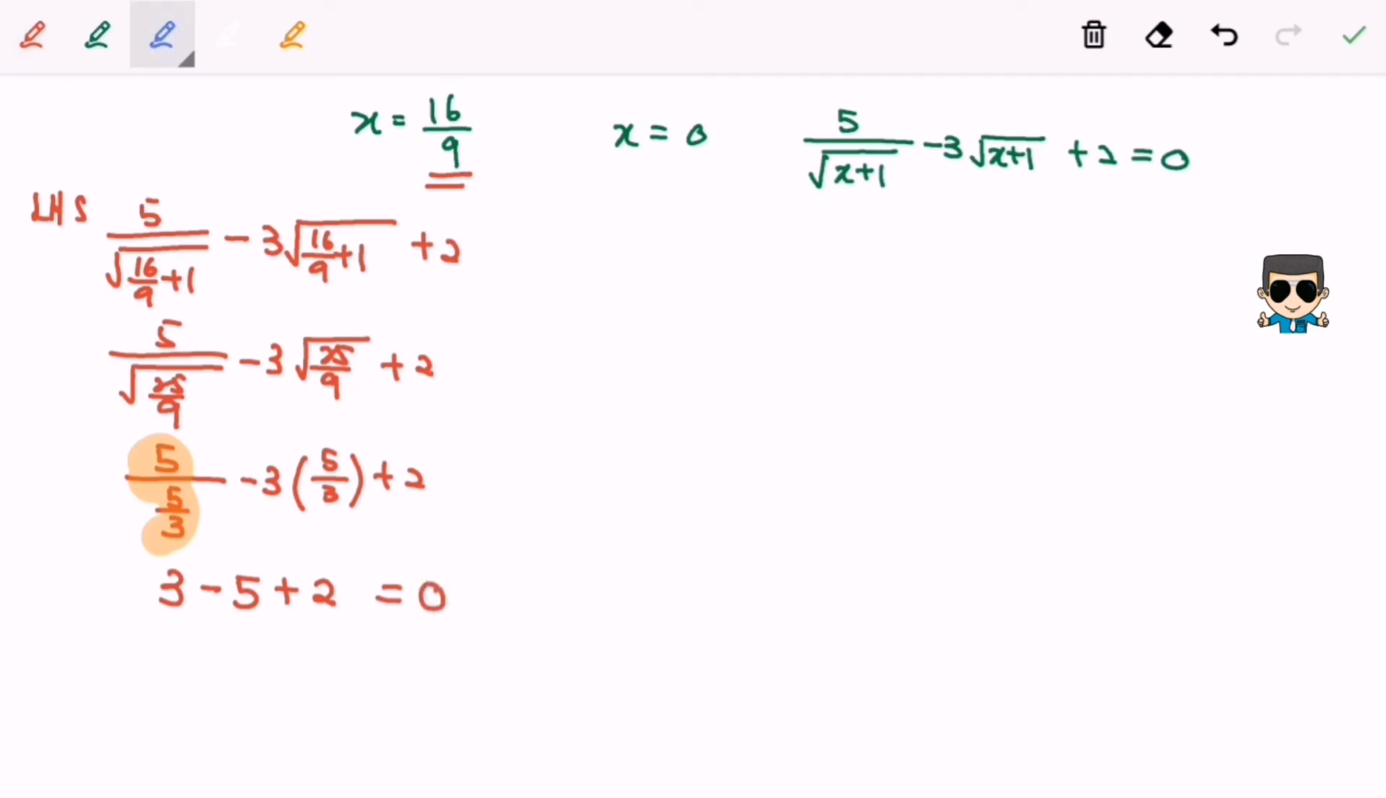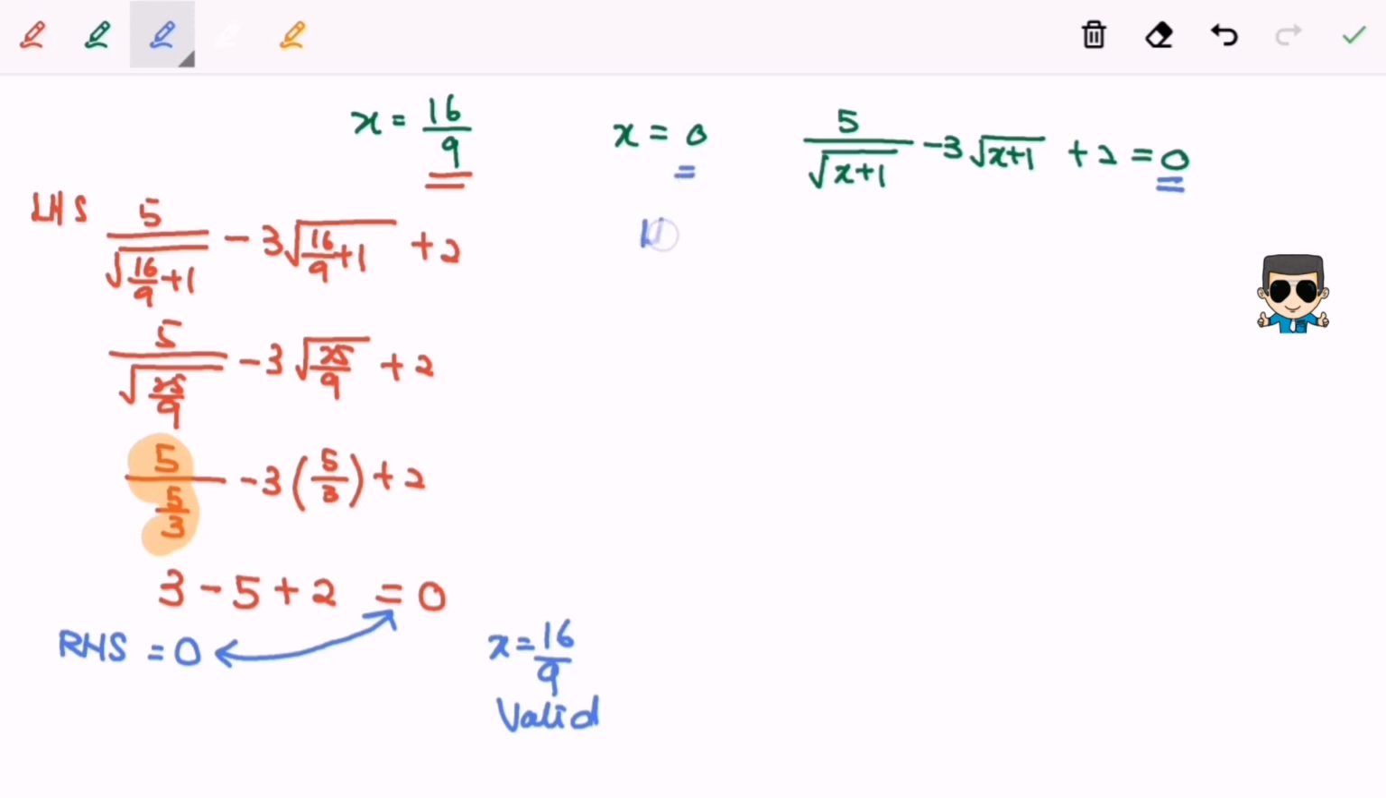As we all know, for the right hand side, the answer equals 0 as well. So since the value for the left hand side and right hand side is the same, it means that x equals 16 over 9 is valid, because it satisfies the equation.